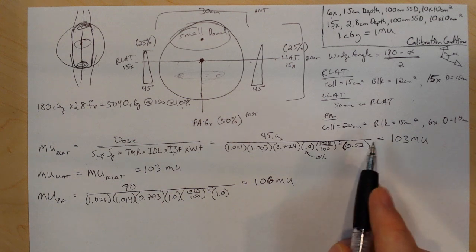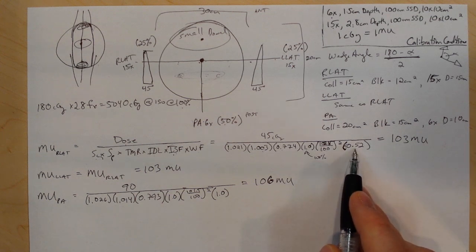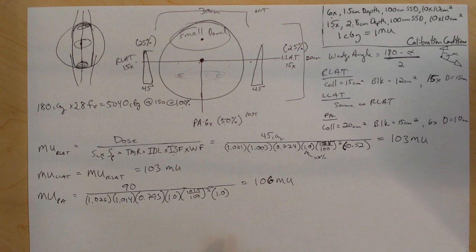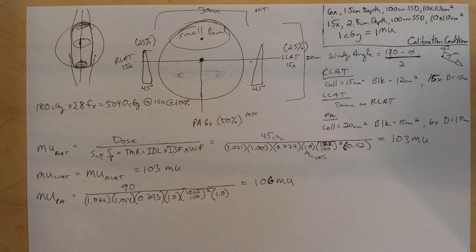Be careful with the wedge factors. The wedge factors change with field size and depth. Most physicists don't want to specify them for depth, so they just change it for field size. That's how they're listed in our data book. So I had to interpolate the wedge factor between a 10 and 15 centimeter equivalent square field size.